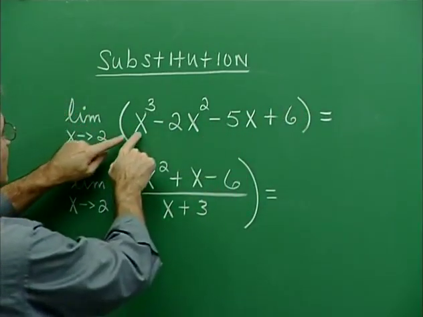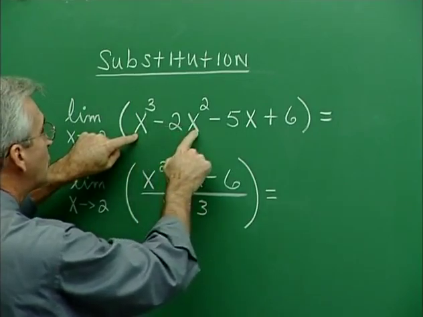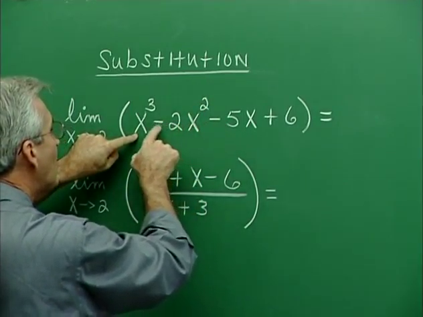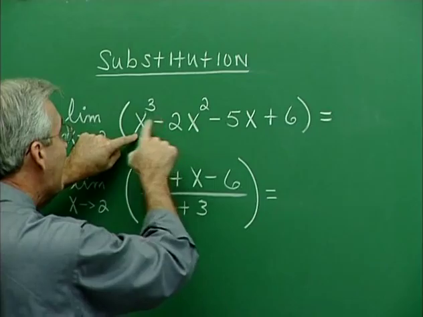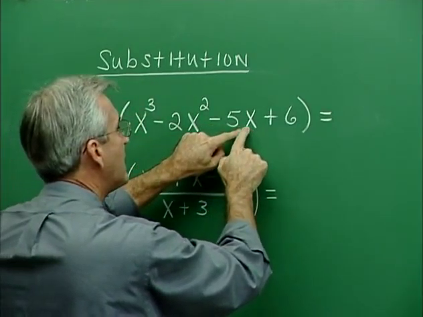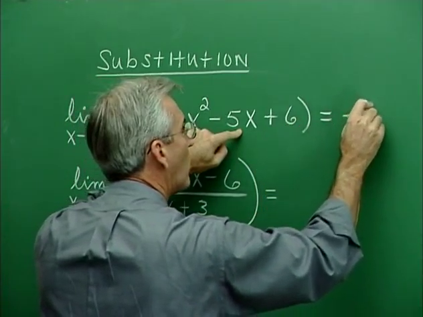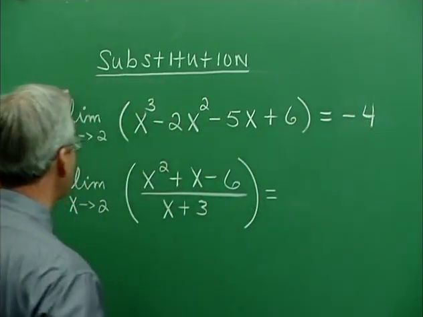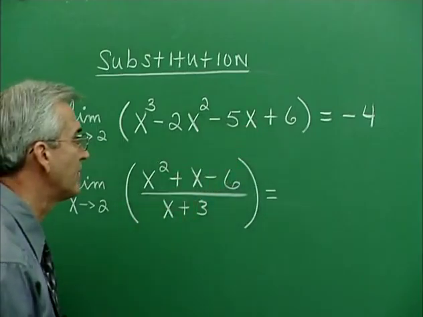Let's do that. We have, let's see, 2 cubed would be 8, 2 squared is 4, so minus 2 times 4 is minus 8. 8 minus 8, they go out. Minus 5 times 2 is negative 10, negative 10 plus 6 is negative 4. So negative 4 is the limit as x approaches 2 of this function.